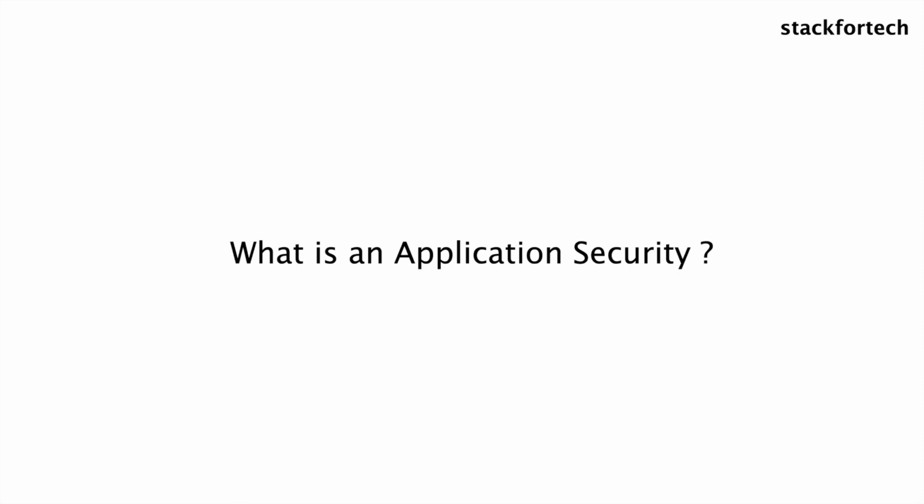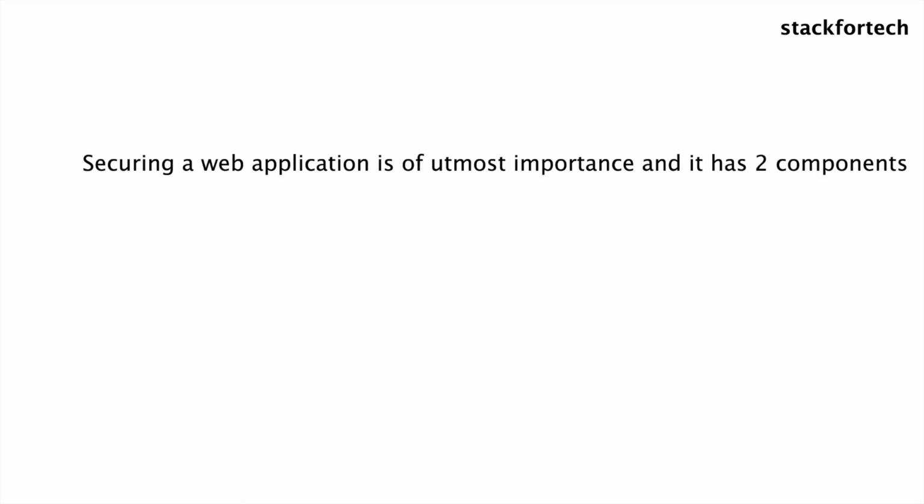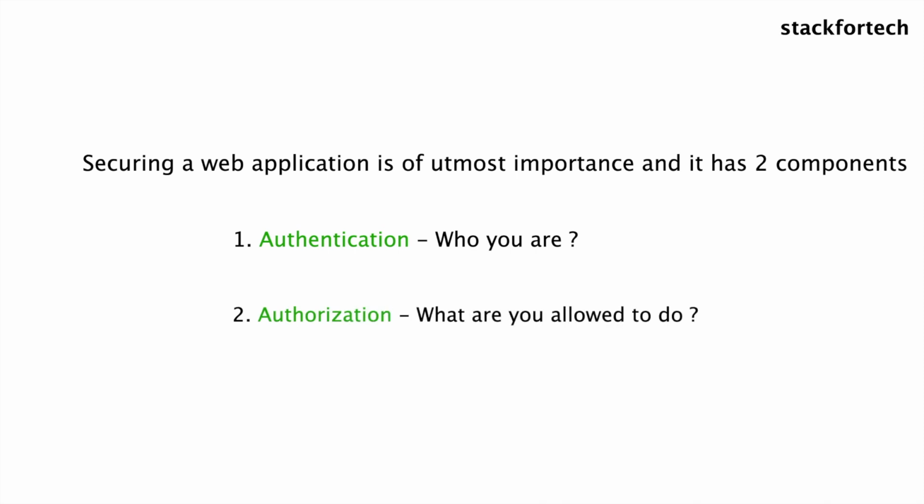What is application security? Well, securing an application is of utmost importance today, and it has two components basically. One is authentication, which means who you are, and the second one is authorization, which means what you are allowed to do. Let us look at these two terms with an example.